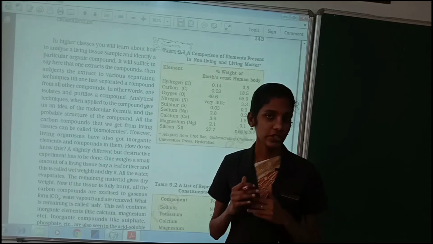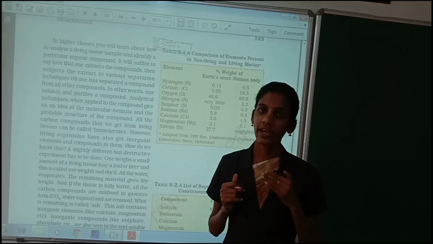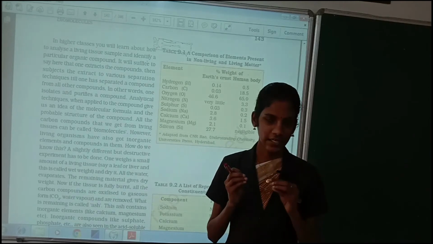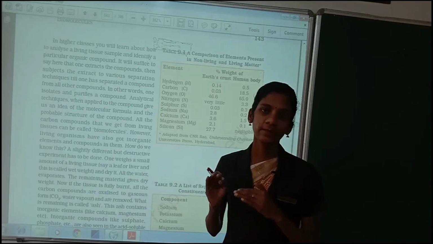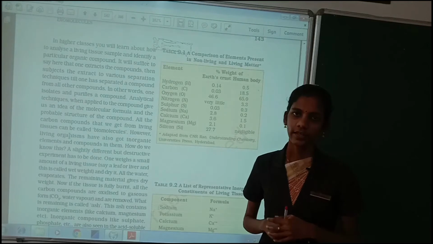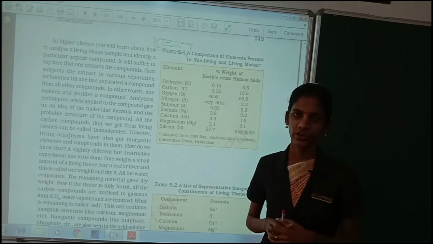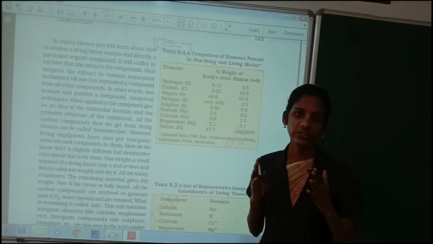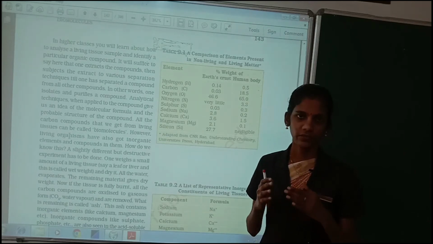Such a technique which is used to identify the presence of inorganic elements present in the living organism is known as ash analysis. That means ash analysis is a destructive technique that is used to identify the inorganic elements present in the living organism. In the ash analysis method, we have to take a small piece of tissue from a living organism. And then we have to find out the weight of that tissue, and this weight can be recorded.